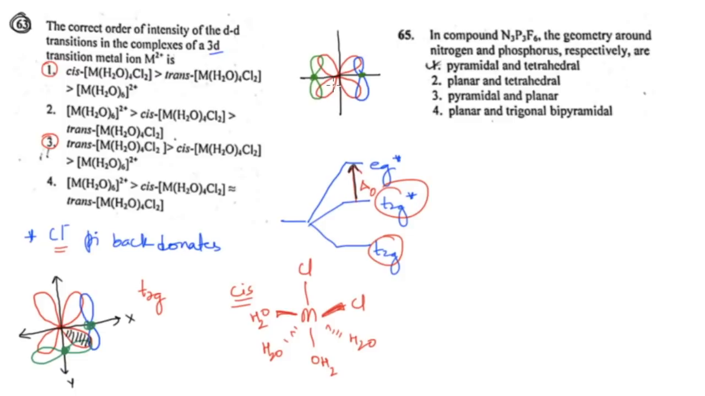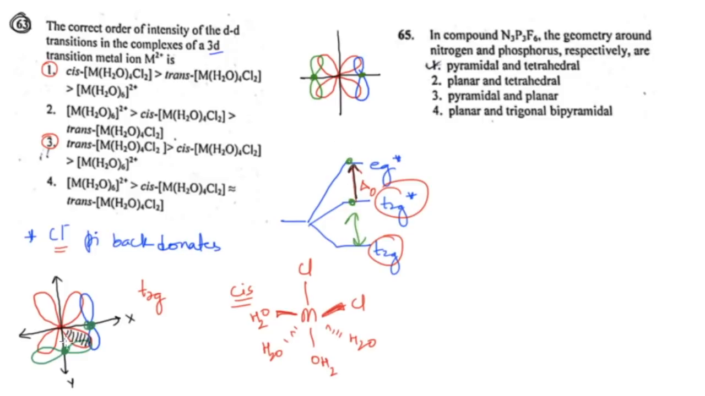So in the trans one there is no clash of the orbitals, so the pi back donation will be more possible over here. If pi back donation is more, this difference will increase, and this delta O, the distance between eg and t2g, will be reduced. And if the distance between t2g and eg is reduced, that means there will be more number of transitions which will take place from t2g to eg.